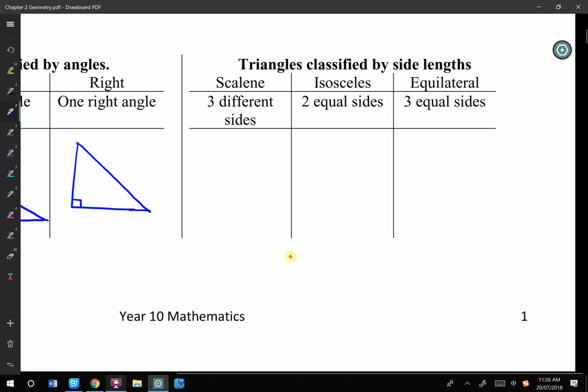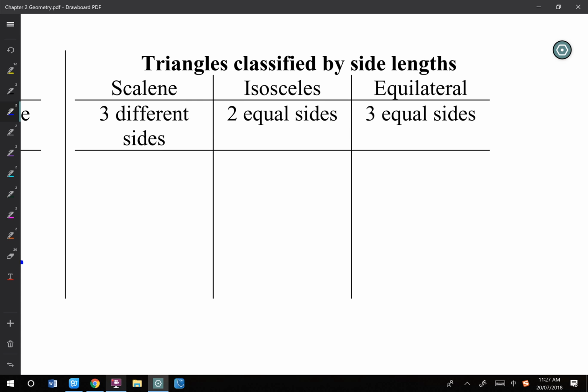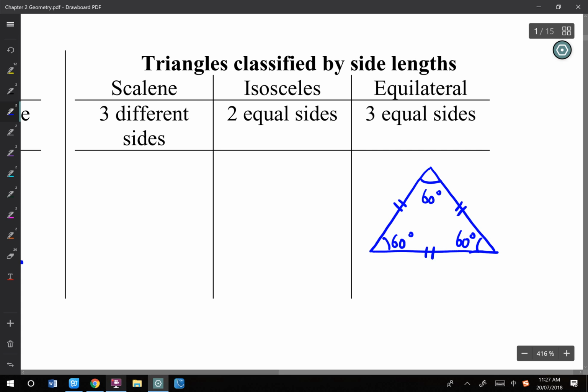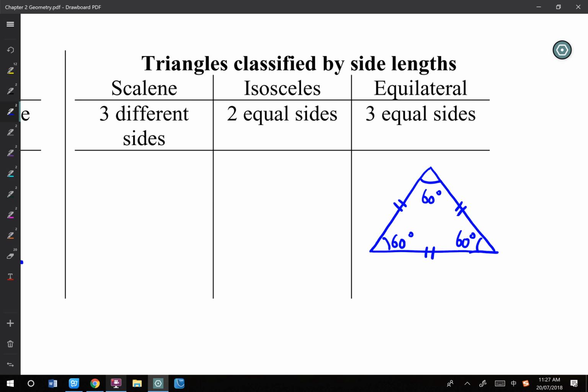I can also name triangles classified by lengths. I have scalene triangles, isosceles triangles, and equilateral triangles. An equilateral triangle has all the lengths the same, so three equal sides. Therefore, all the angles must be 60 degrees as well, because if all three sides are the same, then all the angles must be the same. So it's all 60 degrees.